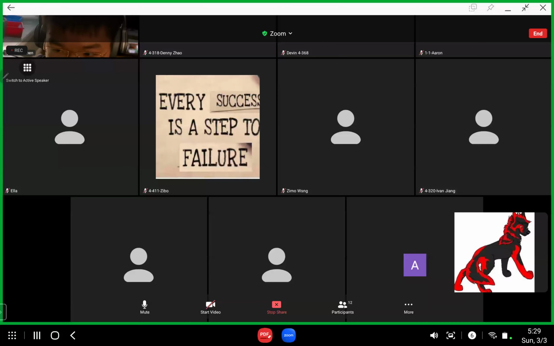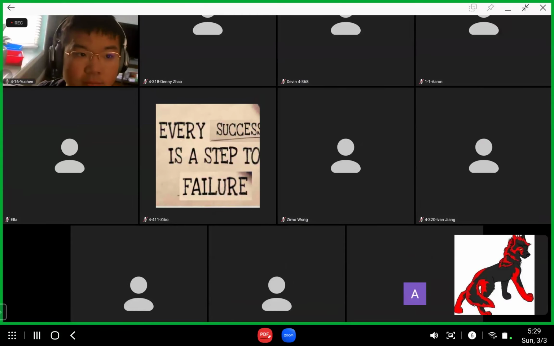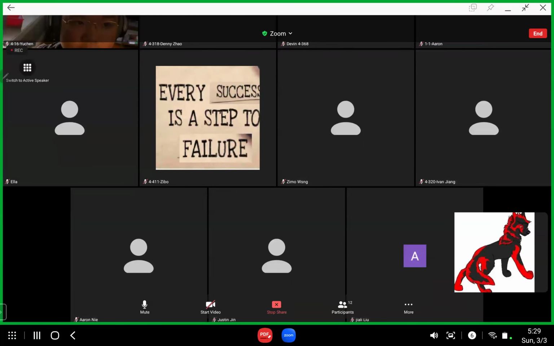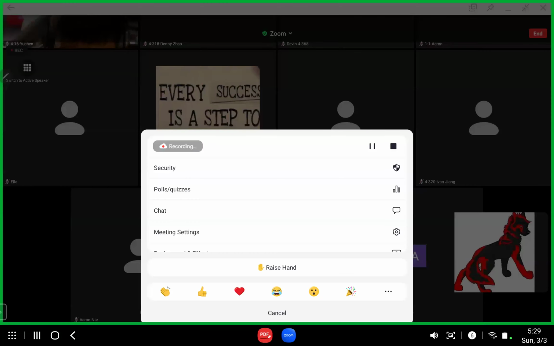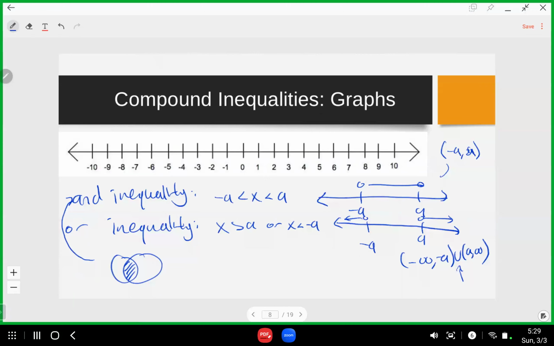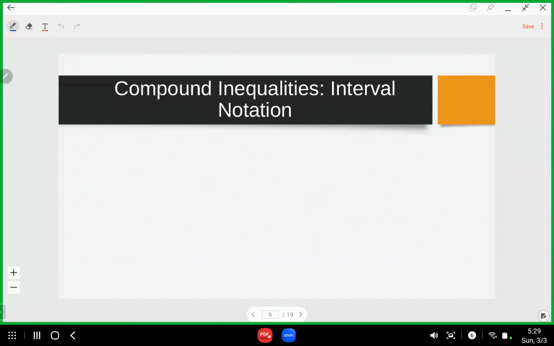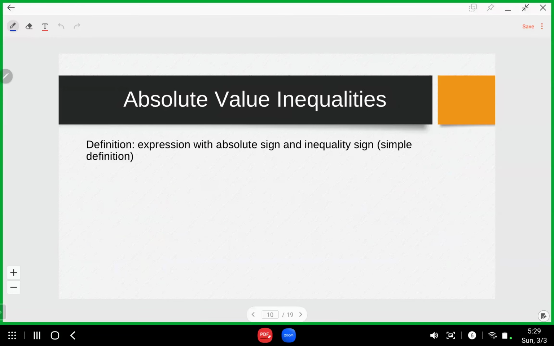Are there any questions so far? No questions? Then I will continue. Now let's build on our knowledge of compound inequalities with absolute value inequalities.